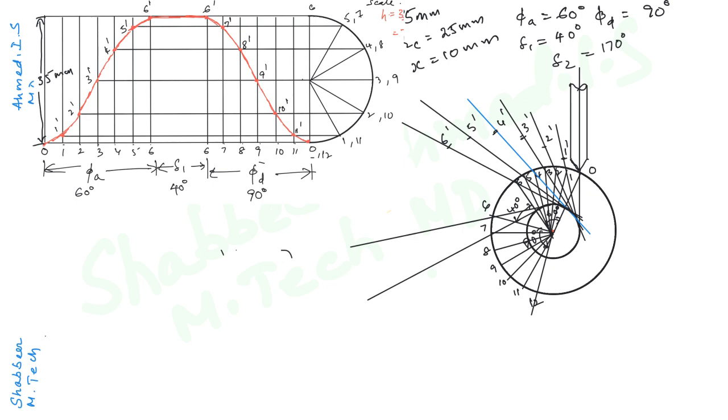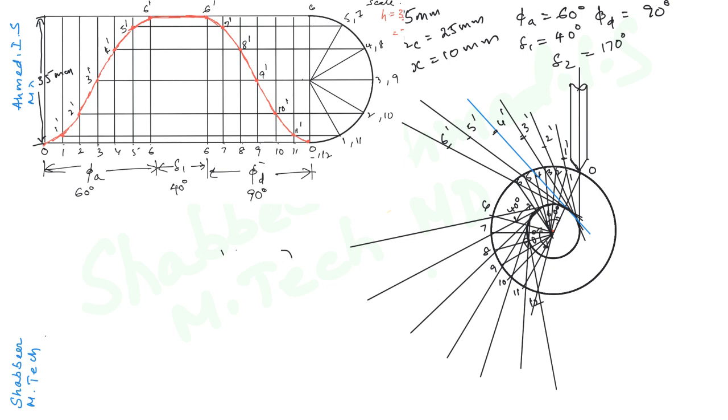Now we have another tangent passing through point 8. Then the next tangent passing from point 9. Then the tangent passing from point 10. Then the next tangent passing from point 11. Then finally a tangent passing from point 12.